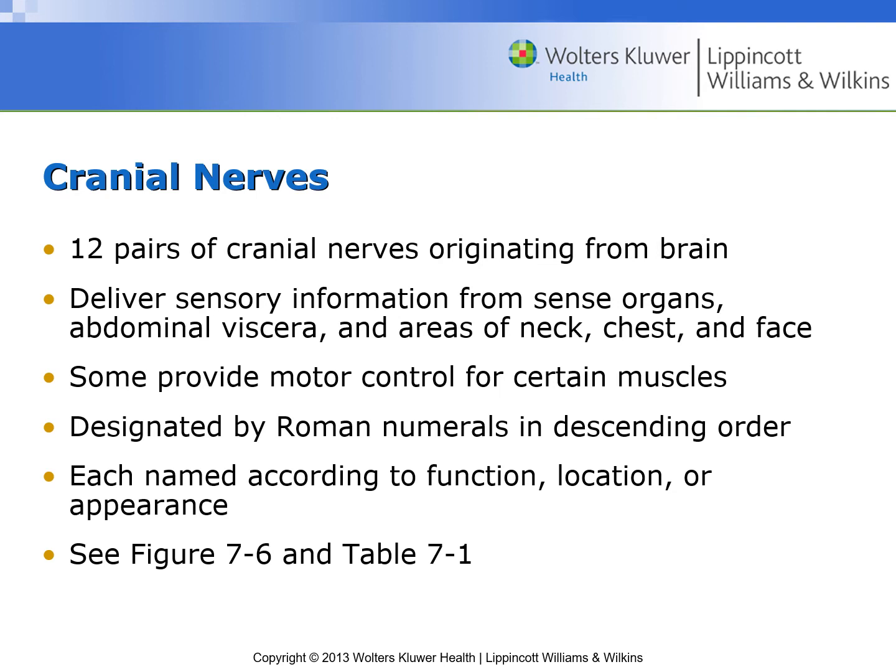Now let's discuss the cranial nerves. The cranial nerves are the 12 pairs of cranial nerves that originate from the brain. They deliver sensory information from the sense organs, the abdominal viscera, and the areas of the neck, chest, and face. Some provide motor control for certain muscles, and they are designated by Roman numerals in descending order. Each is named according to their function, location, or appearance.